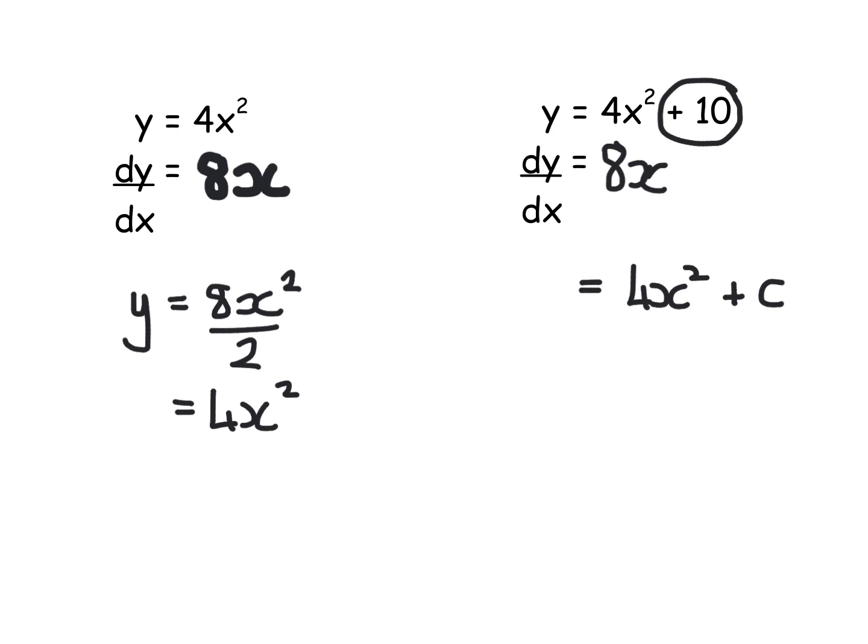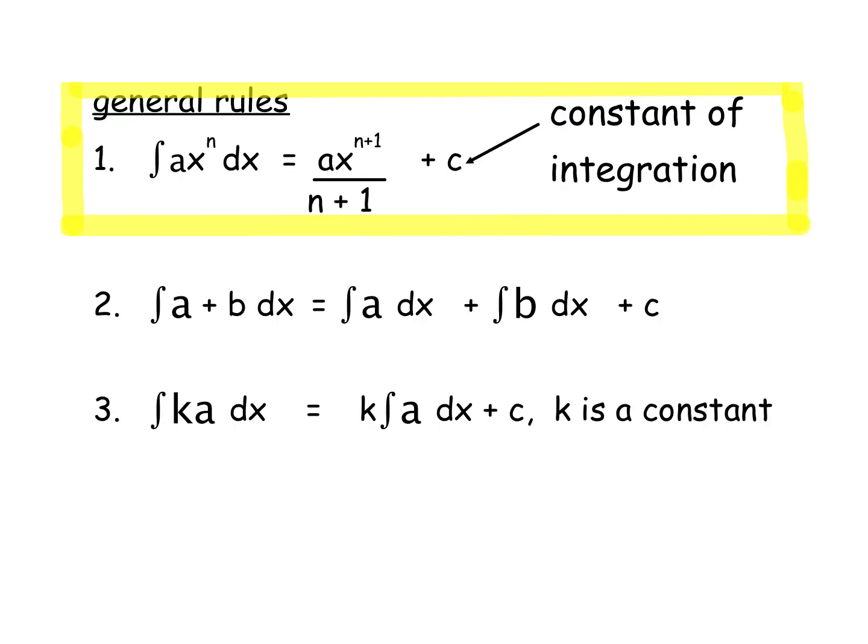So what we've done, working backwards, is increase our power first, and then divide by our new power. So it's the complete opposite of differentiation. Here it is in the jargon, in the notation, and there are 3 different rules here. I'm just going to make you focus on the first one.